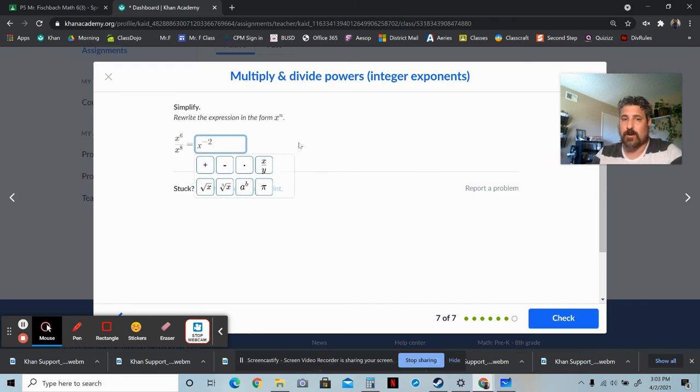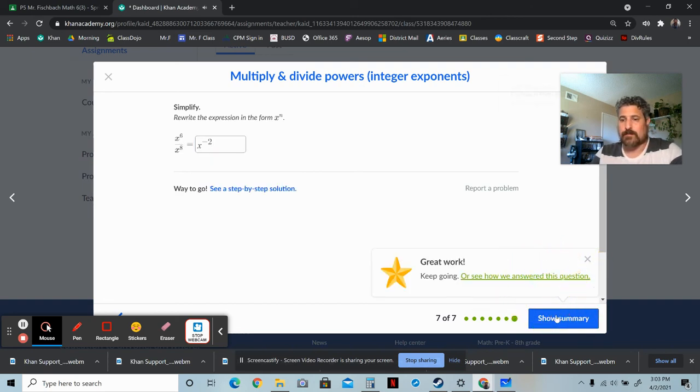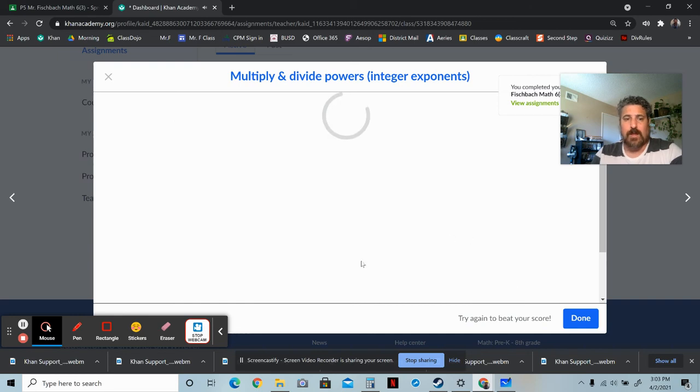1 over x squared. When I do this, I like to look at it and say, do I have more x's on top or bottom? I've got more on bottom by how many? 2. So it's 1 over x squared. That's the answer. And hopefully that makes sense.